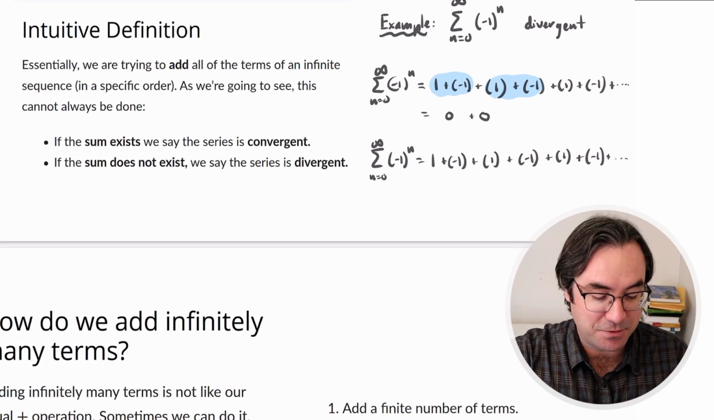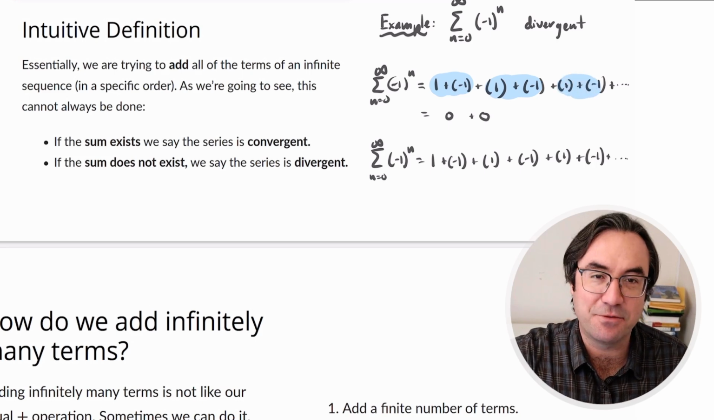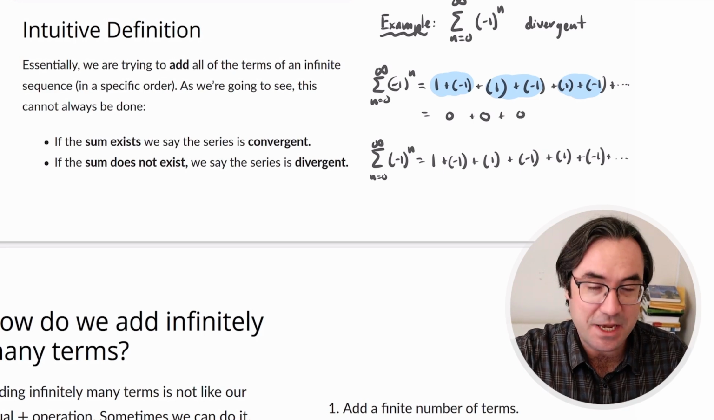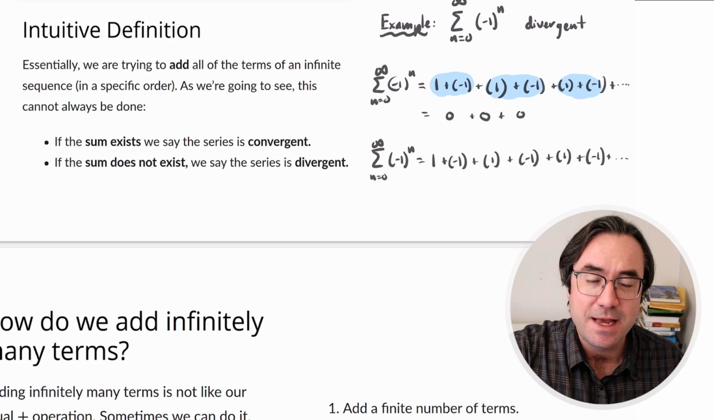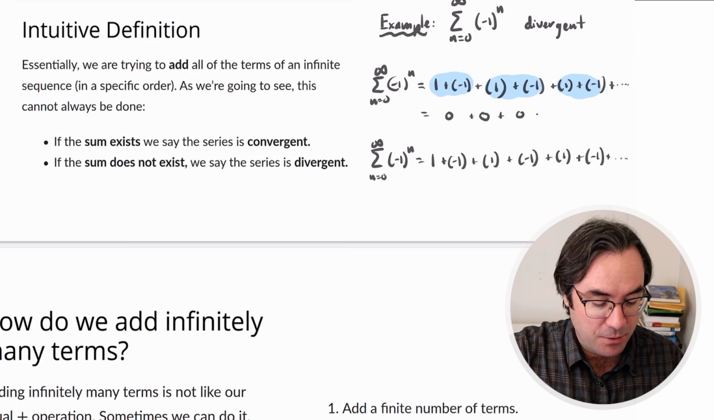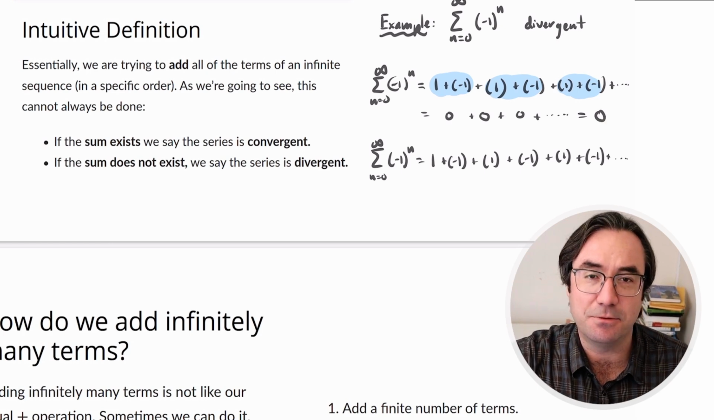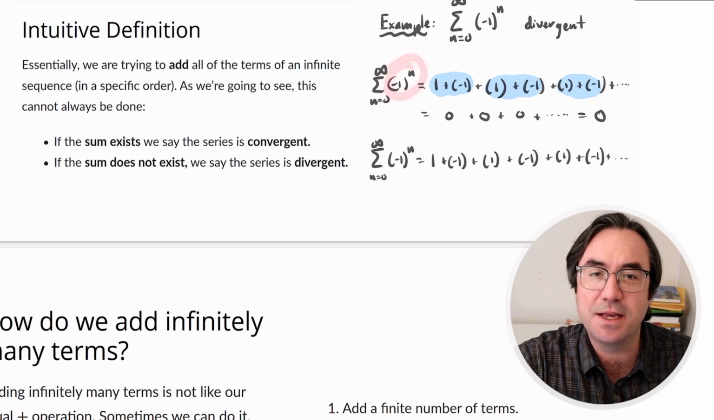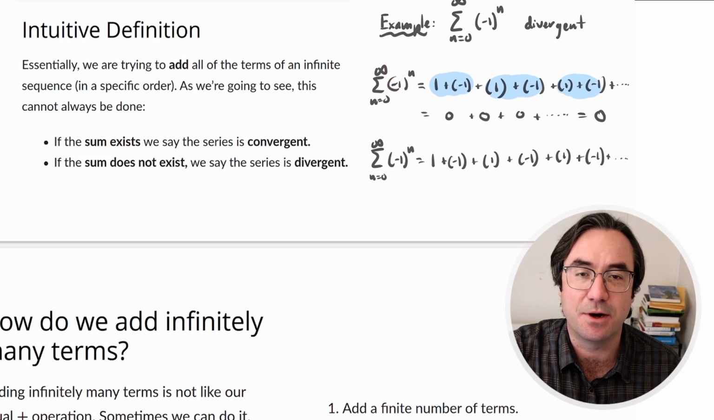And then let's go to the next one. 1 plus -1, you get 0. So if you keep doing that over and over, it looks like this just keeps on going like this, and you would expect to get 0. Okay. So the sum of this -1 raised to the n sequence is 0.